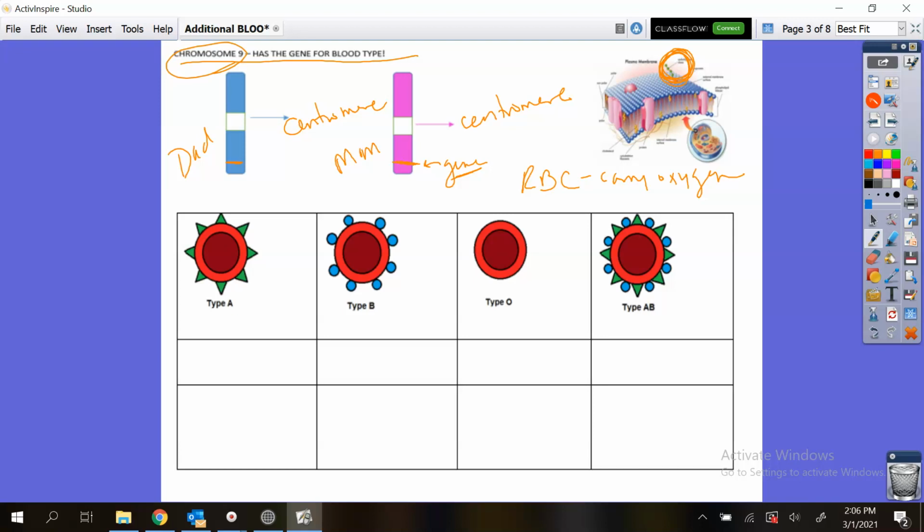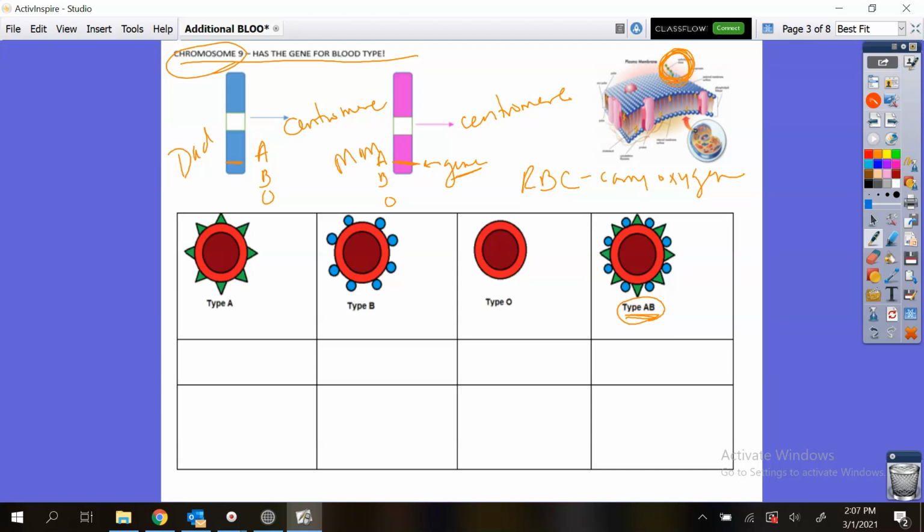Now, for this, let's take a look. So A, B, and O, you can get 3 different alleles. Think of alleles as options, right? So dad could either give you A, B, or type O blood. And then mom, same deal. Mom could either give you A, B, or type O blood. Now, let's just say that you get A from dad and B from mom, then you would have type AB.